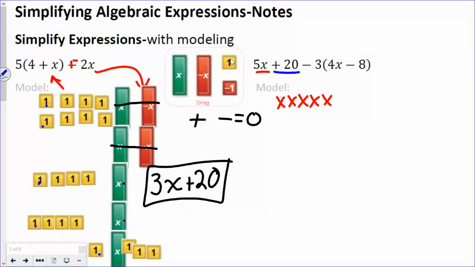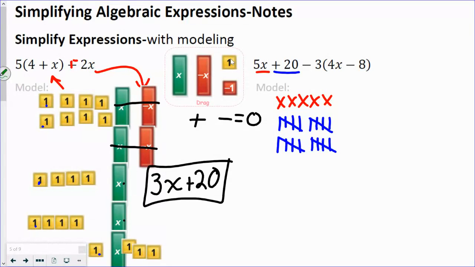So I'm going to use some tally marks so that I know that means it's 5. 1, 2, 3, 4, 5, and so on for four groups. So right there's my 20 ones.